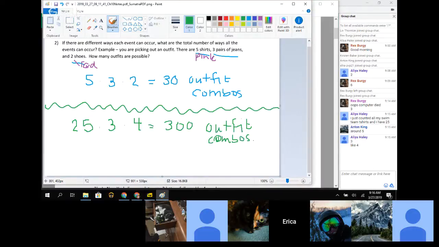Right? So over 300. So you can see how, if you have a lot of shirts, like a lot of swim shirts from all your different meets, that all of a sudden you're going to have a lot of different options as to what you can wear. Somebody that really likes clothes that has like 25 shirts and maybe 10 different pairs of pants and 10 different shoes, then you're talking 2,500 different outfit combinations.